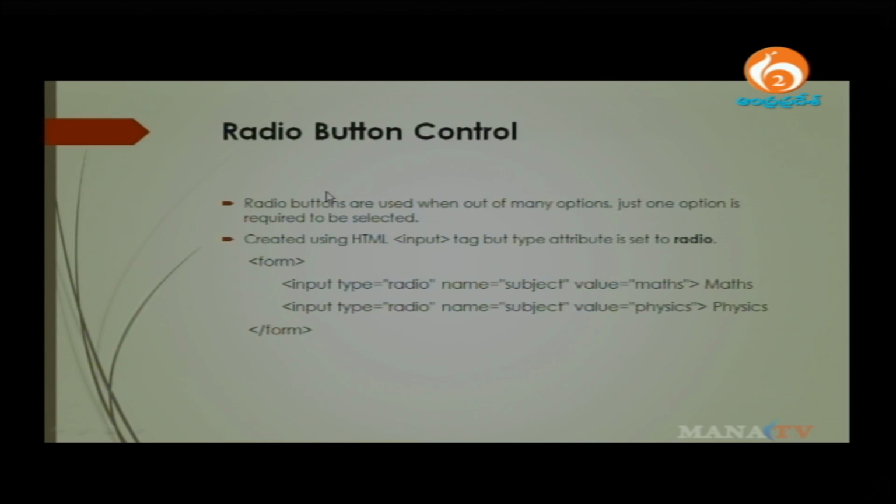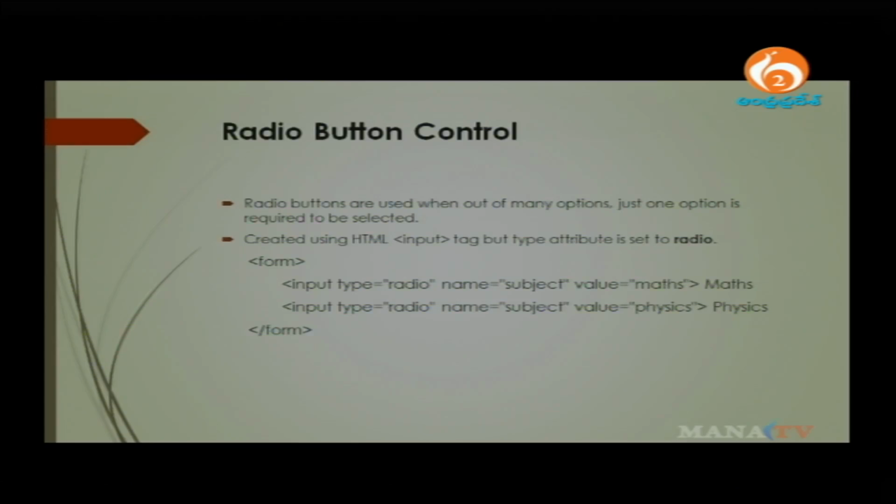Now the radio button. Radio buttons are used when out of many options just one option is required to be selected. In a checkbox it is like selecting more than one thing from a pool of things, but in a radio button it will be only one, just like in our multiple choice questions. Even though there are a lot of options, only one is valid. So, we have to select only one option.